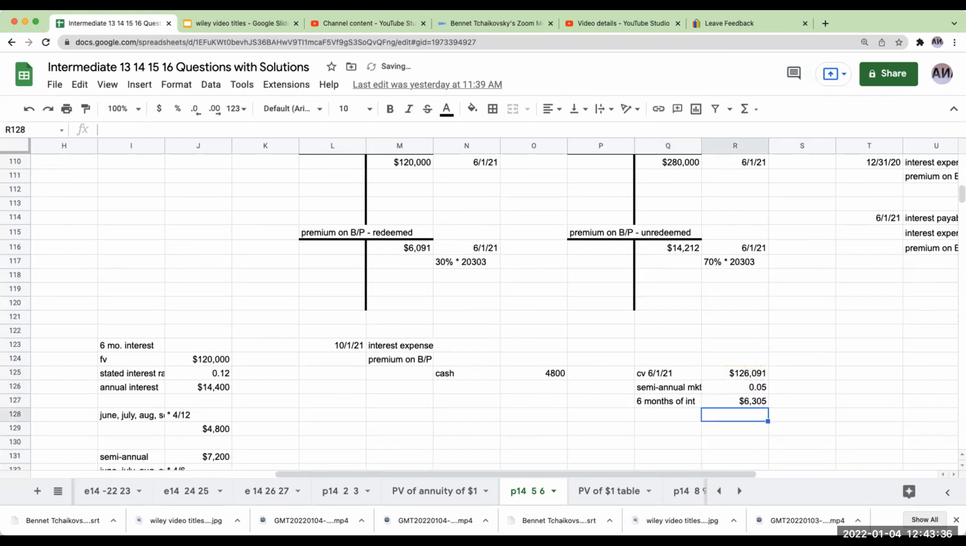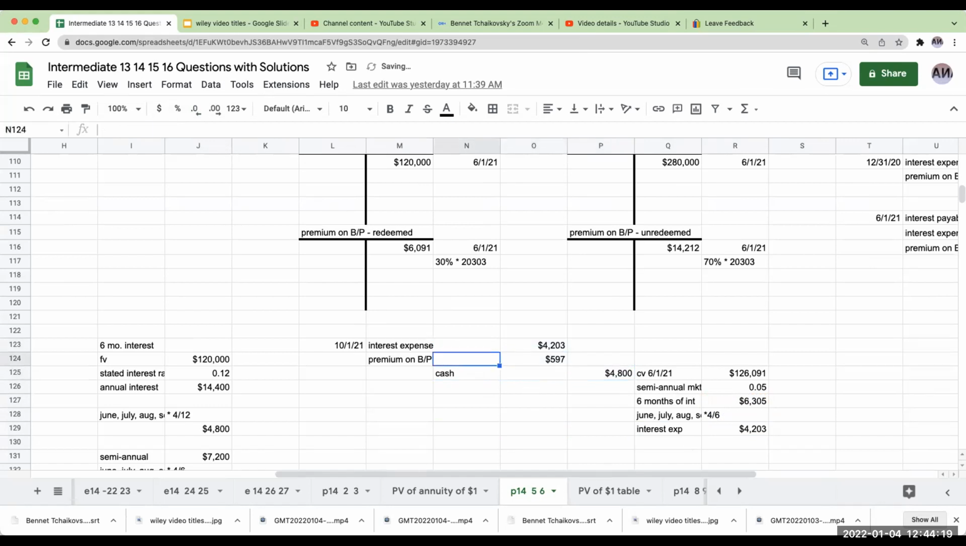But I'm not using the money for the entire time. Rather, it's going to be for June, July, August, and September. So I'm going to multiply this value here by 4/6. So my interest expense is going to be 6,305 times 4/6, or 4,203. Okay. Wow, this is crazy. All right, but it's fun. I love it. So my amortization, excuse me, my premium amortization is going to be $597.